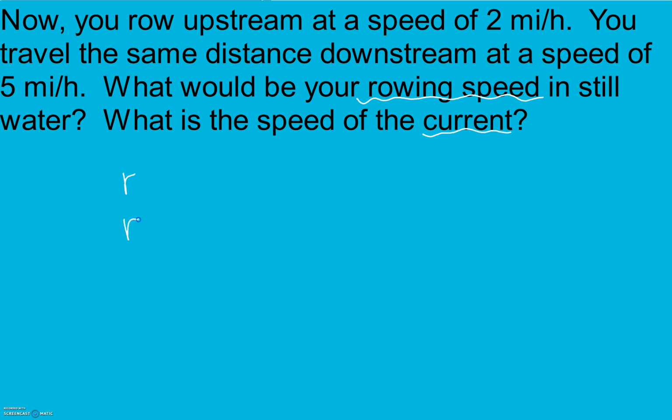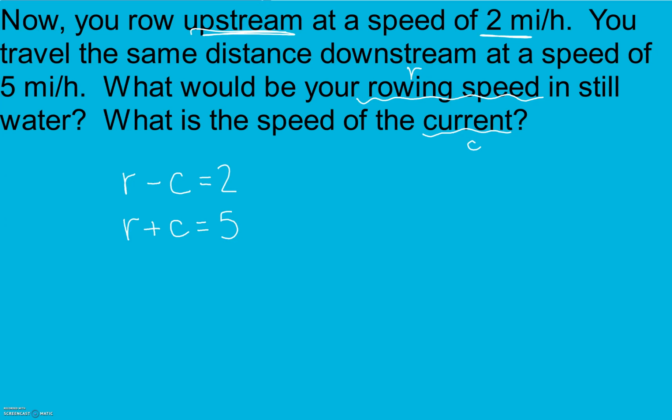That's going to be where we start both times. When we go upstream, we're against the current. Okay, the current is slowing us down. So we subtract our current, R for rowing speed, C for current, and we get 2 miles per hour upstream. The same distance downstream is 5 miles per hour. So how fast we're rowing and the current gives us 5 miles per hour. Okay, the current is helping us there downstream.